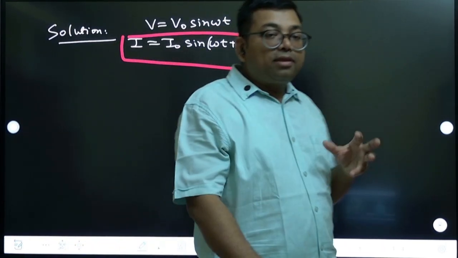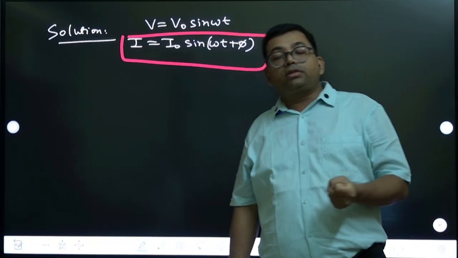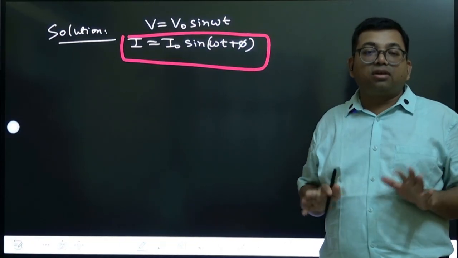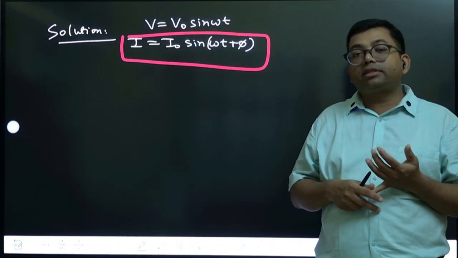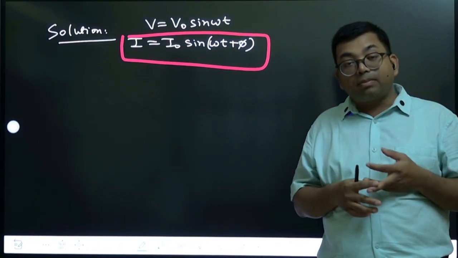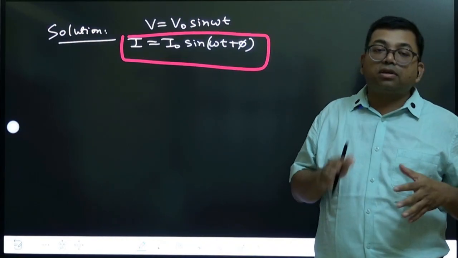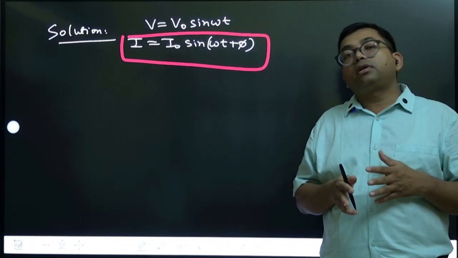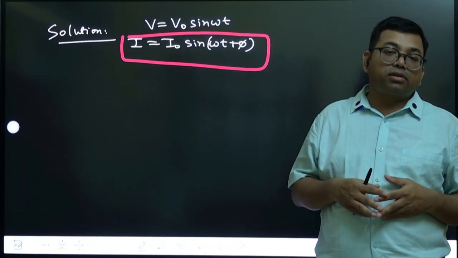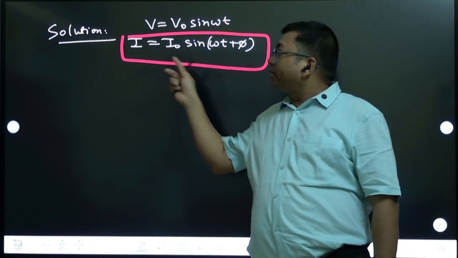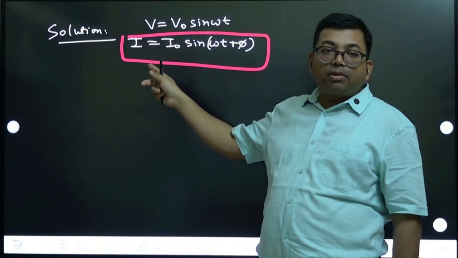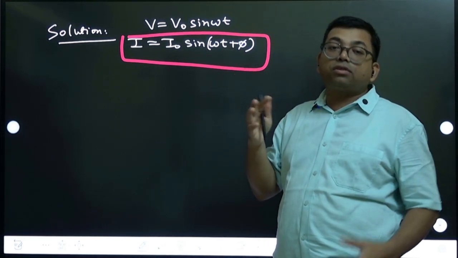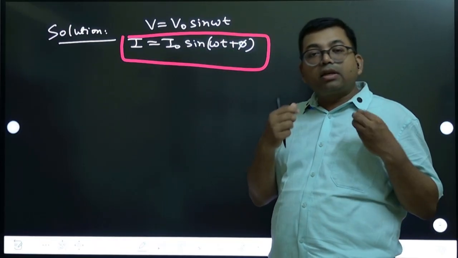Because we are dealing with phasors, right? Voltage is a phasor, so current will also come as a phasor. Why? Because we have seen in purely resistive, purely inductive, and purely capacitive circuits, it is a phasor with some phase difference. In purely resistive, phase difference is 0. In purely inductive or capacitive, phase difference is 90 degrees. Similarly here we are assuming it like this. So some peak value will be there, I naught, and sine omega t plus phi. Phi will be the phase difference with the voltage. So we are assuming it like this.